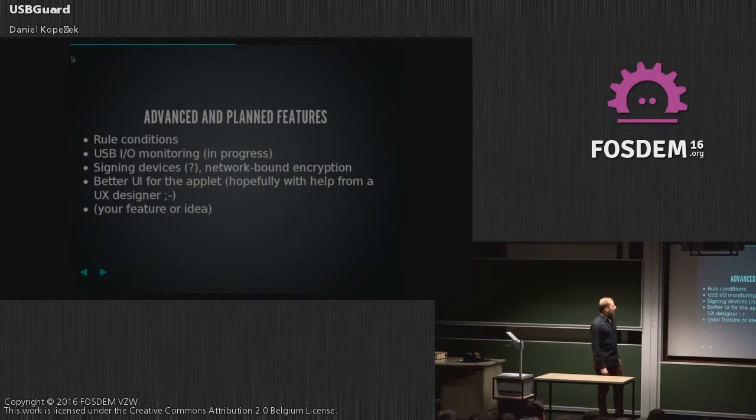Currently I'm working on USB I/O monitoring. That's I/O monitoring like input and output data and bandwidth. So after it's implemented, you can say, okay, I have this thumb drive, and I don't want people to upload data to this thumb drive. They can read from it, but they cannot upload any data or only small amounts of data which are required for communicating with the device. That's good for the data exfiltration use case. You don't want people to exfiltrate data from your company on a USB device, but you want to let them use thumb drives to actually distribute some data in the company or on the servers.